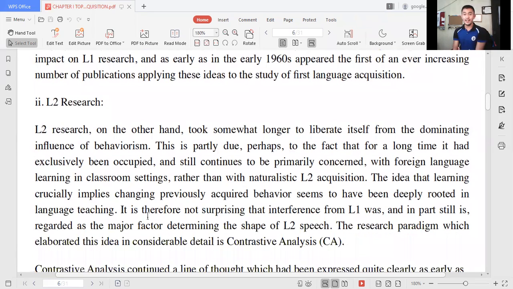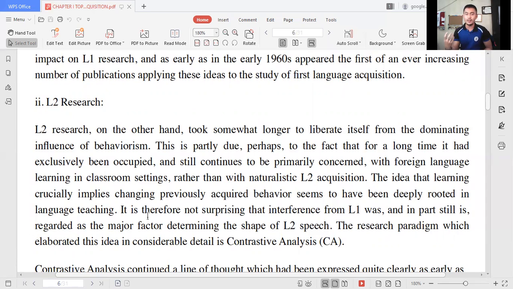The idea that learning crucially implies changing previously acquired behavior seems to have been deeply rooted in language teaching. So it's been there. It is therefore not surprising that the interference of the first language is, and in part still is, regarded as the major determinant shaping the second language, which basically means that in appreciating or understanding the second language, there is also the influence of the first language.